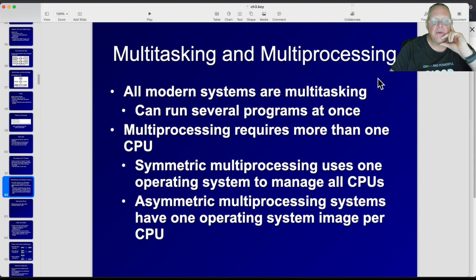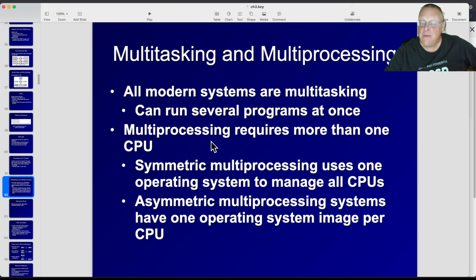So all modern systems are multitasking. They can run multiple programs at once, even though there may be only one CPU, although most people have maybe 4 cores on their CPUs these days. If you're running a bunch of programs at once, they're not really all moving at the same time. It's giving each one a few cycles, the next one a few cycles, alternating between them. But to us, it looks like they're all running at once.